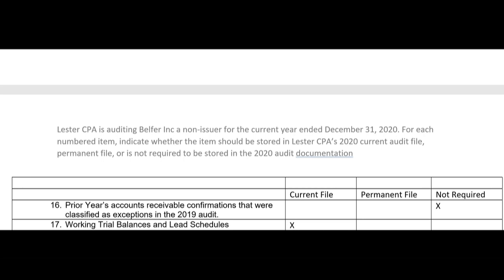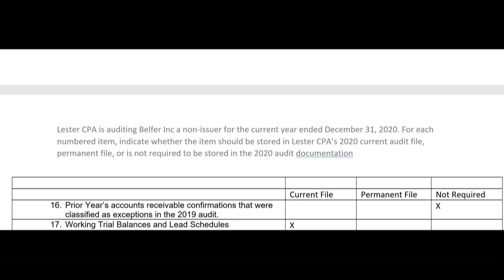So after the first two columns of the working trial balance being debits and credits consisting of the ending balances that the client's reporting, after that there'll be columns in the middle for reclassifications and adjustments on the working trial balance, and that'll lead the auditor to the final audited balance. And since that relates to the current year audit, that's stored in the current file.